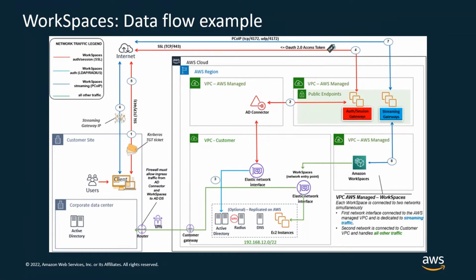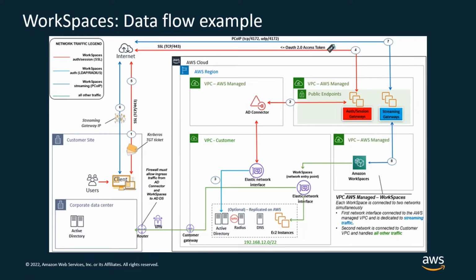That traffic flows over the public internet. It hits an AWS managed public endpoint. That public endpoint is an authentication session gateway. That auth session gateway is then going to broker a connection to the customer's AD connector. And again, in this particular diagram, we're assuming that the customer has deployed Active Directory either on EC2 or they're authenticating against Active Directory that is located back on premises.